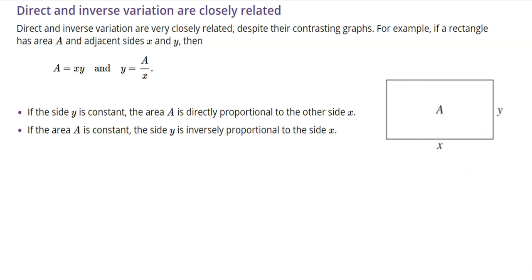So if the side y is a constant, so if this stays the same, then the area is directly proportional to the other side, in the sense that as the area decreases, x decreases. If the area is the constant, this is staying the same, then y is inverse to x. So as y increases, x decreases. As x increases, y would decrease.